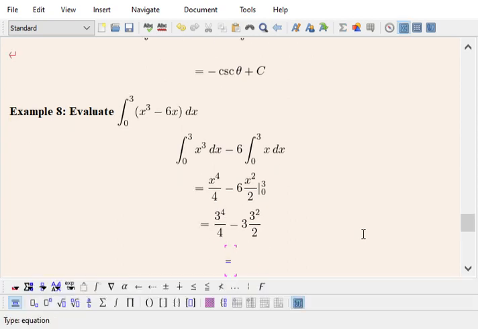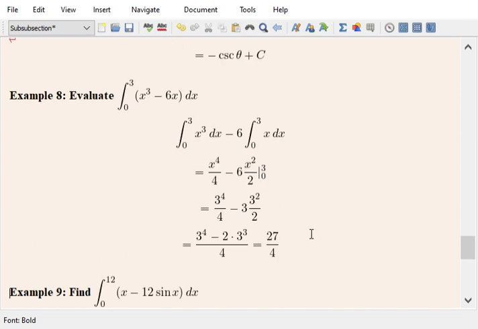And then finally, we just crunch the numbers. This becomes, let's see, denominator is going to be 4. Numerator is going to be 3 to the 4th minus 3 cubed times 2. So that is all. So now I'm just throwing this into my calculator because I can't be bothered. Okay, so that's 27 over 4. Yep. So, easy. Just power rule.